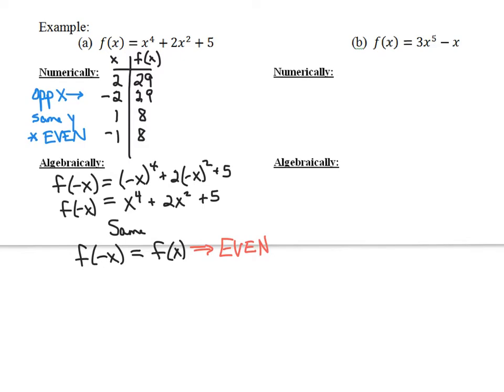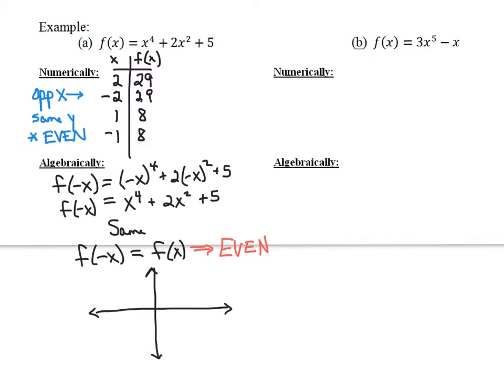Now we're also going to take a look at the graph of this. So I'm going to have to set up my graph, so you've got a spot on your graph paper to do this as well. I'm going to use the graphing calculator. So take a minute to enter that function into your graphing calculator. y1 equals x to the 4th plus 2x squared plus 5.